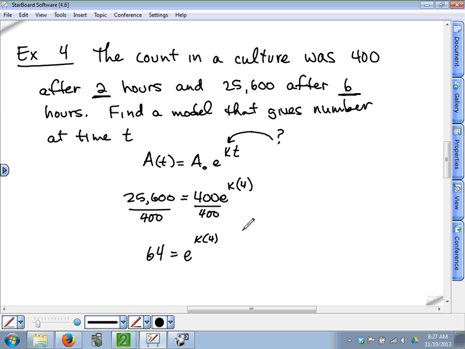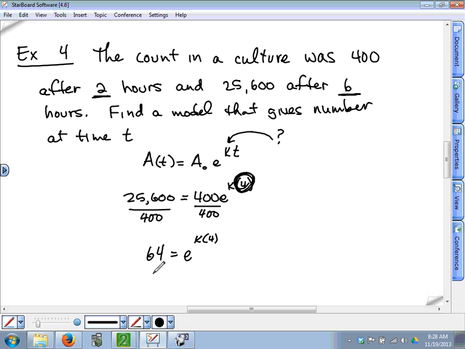Now everybody stop for just a second. I want to make sure we're all on the same page. Normally A sub 0 is the overall initial count. But if we just backtracked everything by 2 hours, we could consider this to be some kind of an initial count, 400. And then between 2 hours and 6 hours, how much time has passed? 4 hours. So we could consider 400 to be some initial count and then allow 4 hours to pass. If 4 hours have passed, if we start with 400, it's grown to 25,600.